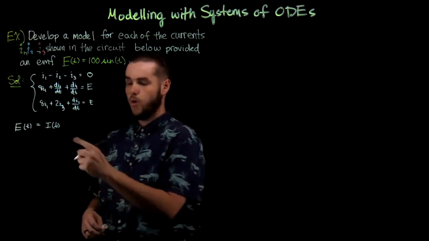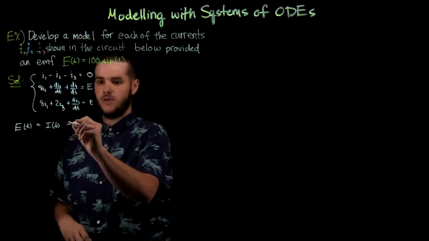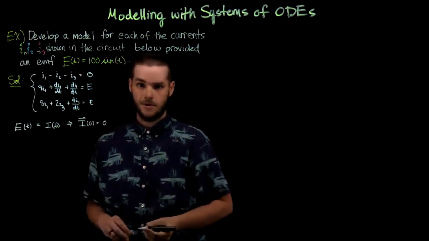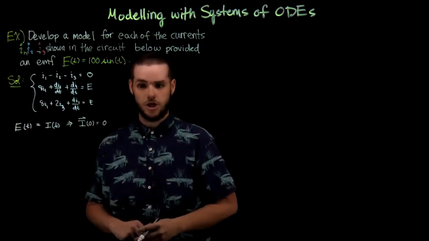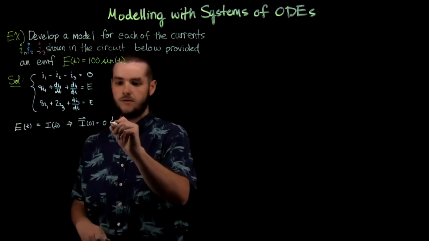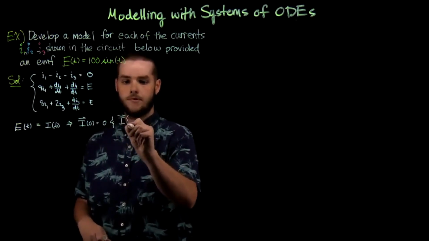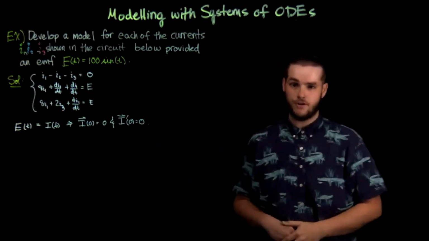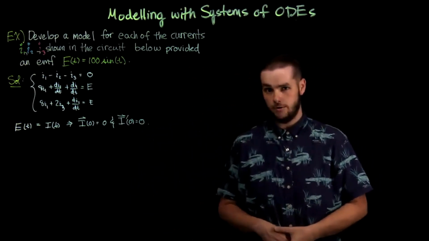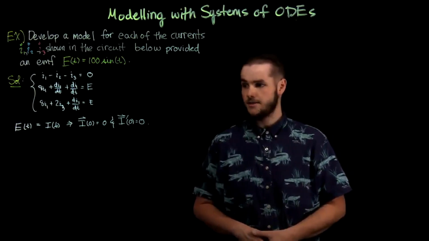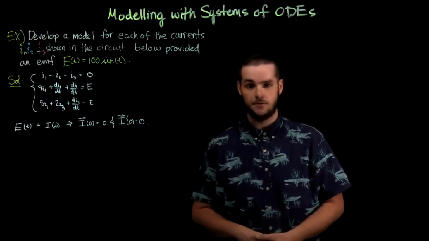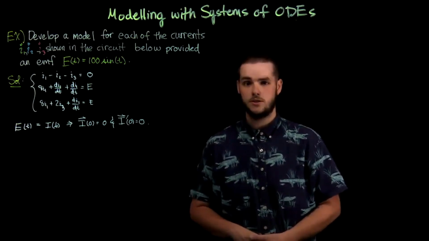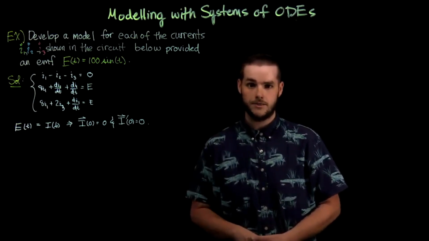Using this, when I plug in 0, it tells me that I of 0 is 0. And similarly, if I differentiated both sides of this, it would tell me that I prime of 0 is 0. And here I'm using capital I to denote the vector of all of our currents. So it tells me that each current begins at 0, and its derivative begins at 0. Now I have a full system of equations that can be used to uniquely determine the currents.